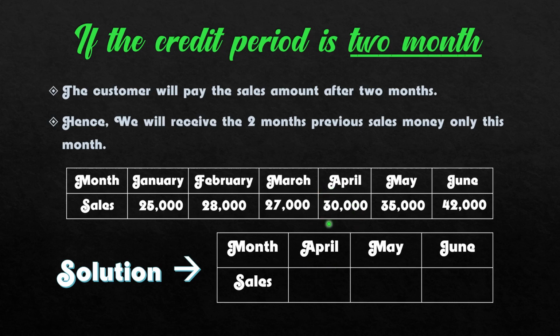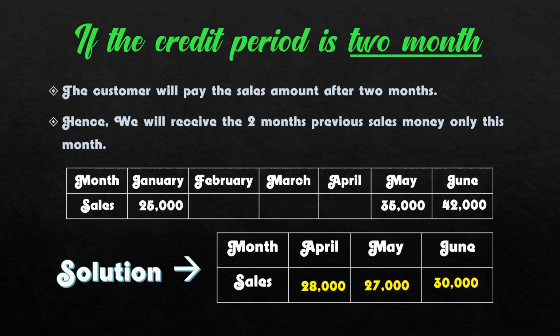So if April is 30,000, we will receive it only in June. What we receive in April is from 2 months before. Before 1 month is March, before 2 months is February, right? So what is the February amount? That is 28,000. This 28,000 I will receive after 2 months, that is in April. Then March, my sales is 27,000, which I will receive in May. Then April, my sales is 30,000, which I receive in June, right?